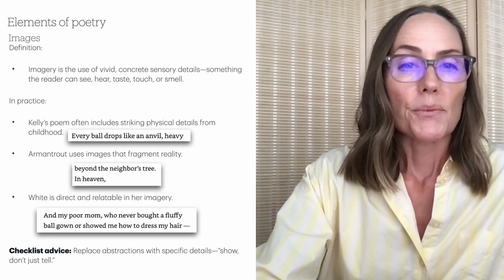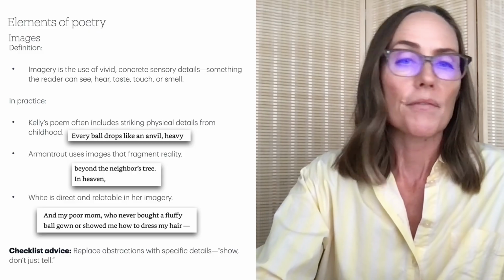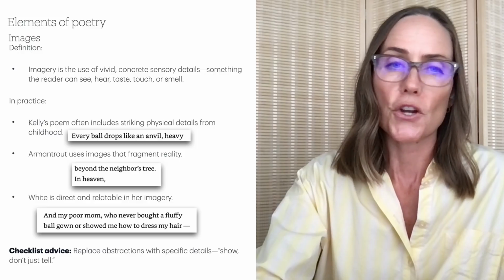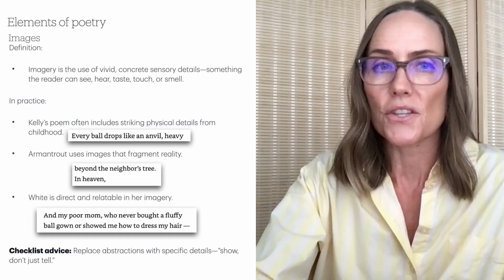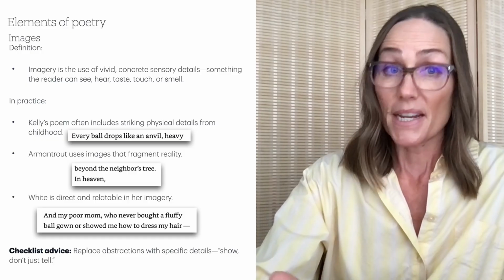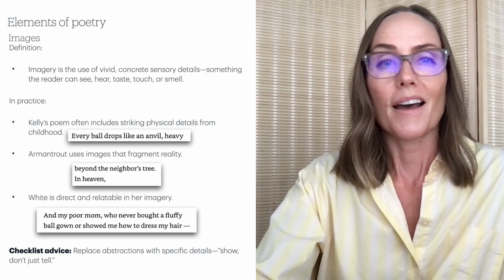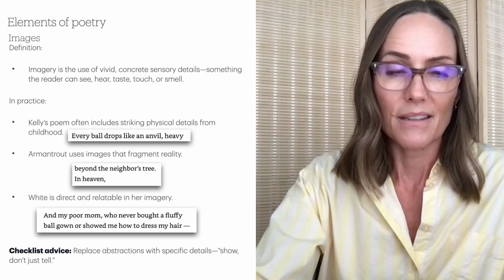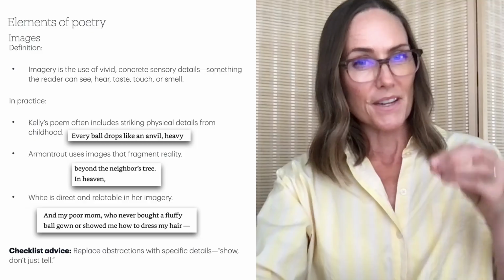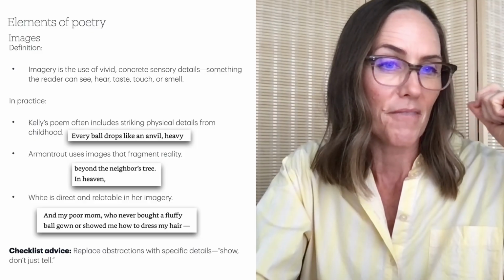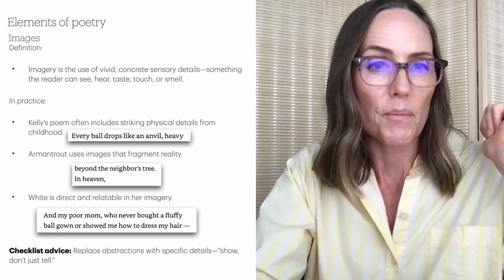White is direct and relatable in her imagery. Here's an example. "And my poor mom, who never bought a fluffy ball gown or showed me how to dress my hair." The specifics of that imagery take us right into the world of the poem. Some advice for writing your own poems: replace abstractions with specific details. It's the old writing adage, show, don't tell. And the example up here of White talking about her mom and the specifics of what her mom didn't get to do in buying a fluffy ball gown or showing her how to dress her hair, those specifics really ground us in the world of the poem.